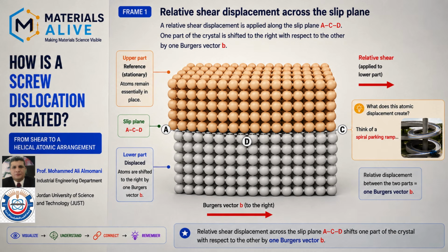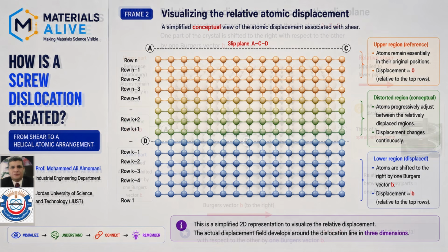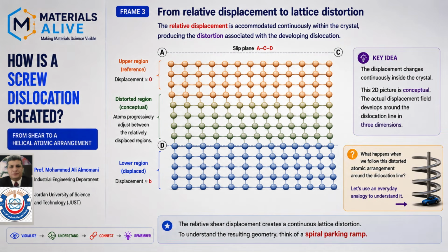In this Materials Alive video, let's visualize how a screw dislocation is created. When relative shear occurs across a slip plane, one part of the crystal is displaced relative to the other. At the atomic level, the surrounding lattice adjusts continuously to accommodate this displacement. This two-dimensional picture is only a simplified representation. In a real crystal, the displacement develops in 3 dimensions around the dislocation line.